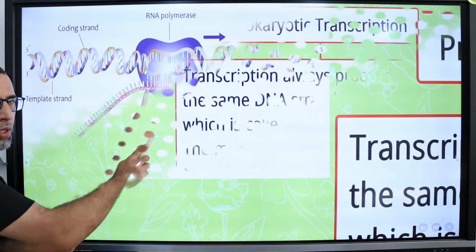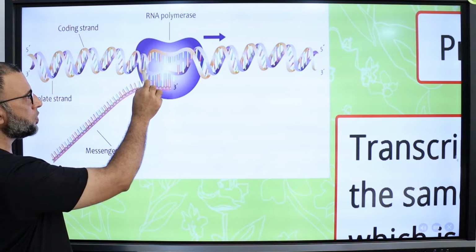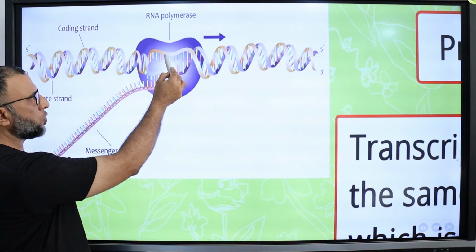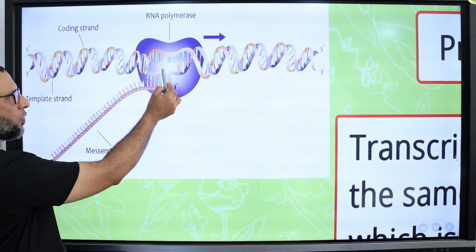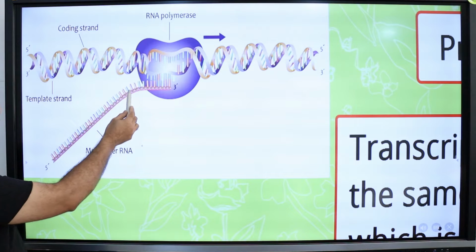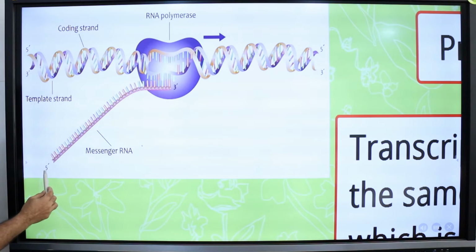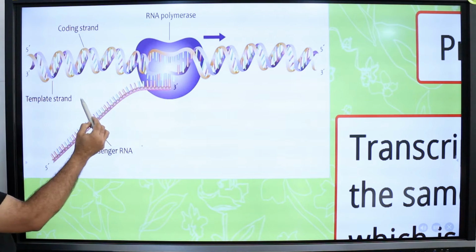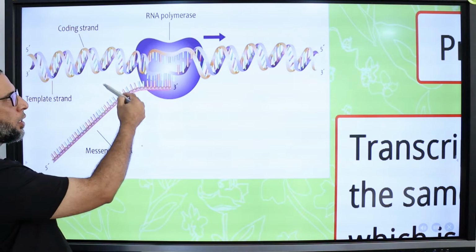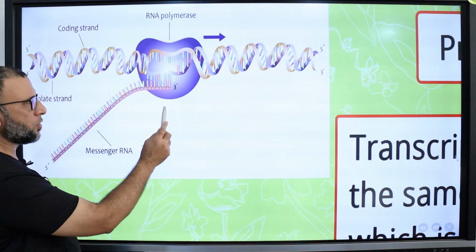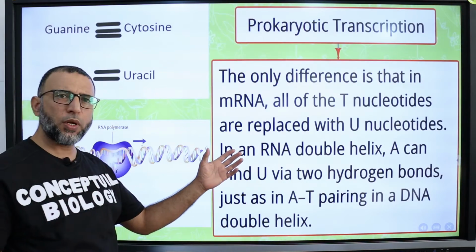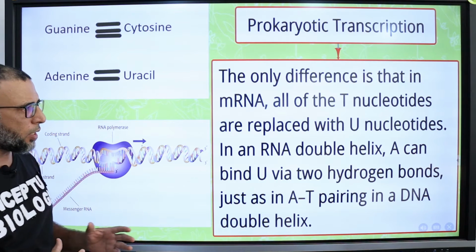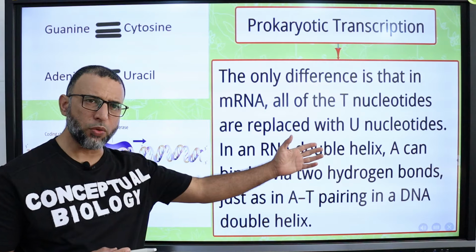the non-template strand. As we can see in this figure, this is the DNA strand which is called the template strand, and the other one is called the non-template strand. From this template strand, a complementary messenger RNA molecule is synthesized in the direction of 5' to 3', and this complementary messenger RNA is more or less identical to the non-template strand. The only difference is that in messenger RNA, all of the thymine nucleotides are replaced with uracil nucleotides.